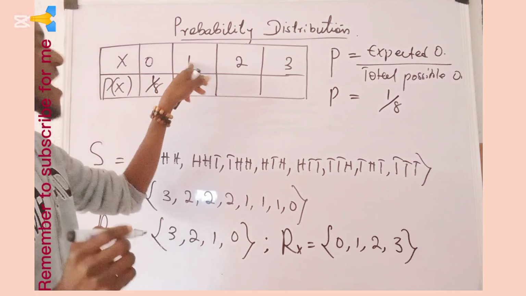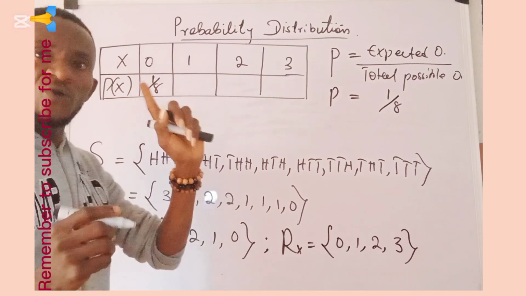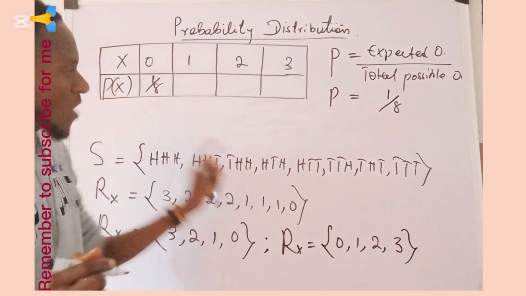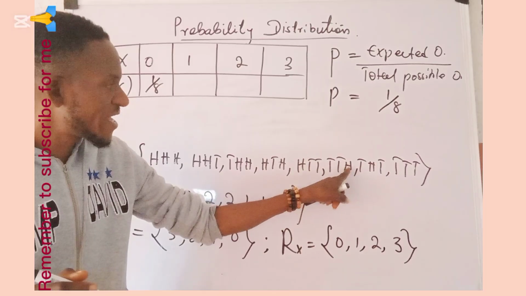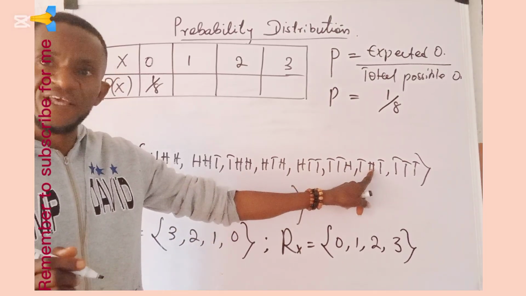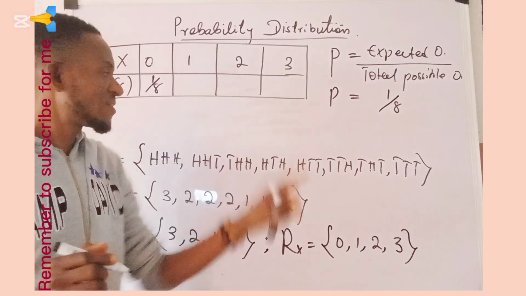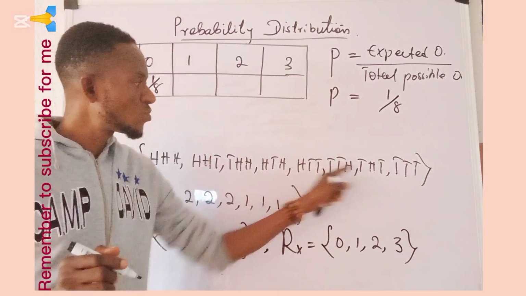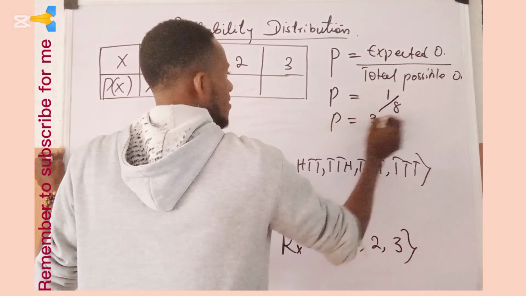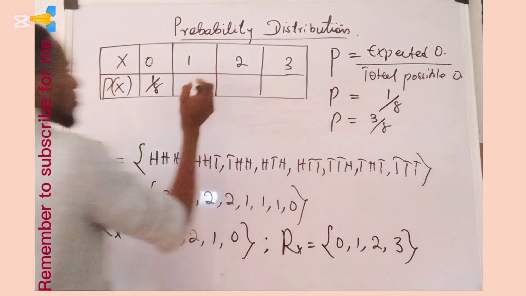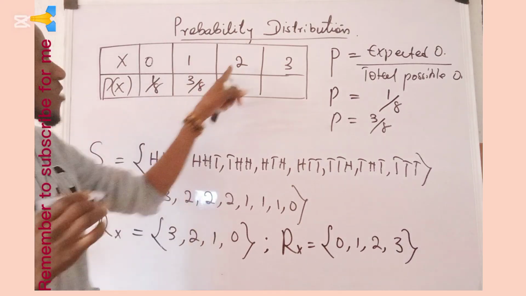Then we come over here. Our interest is getting the probability where we are only going to have 1 head. If you come here, we have 1 head here. If you come here, we have 1 head here. If you come here, we have 1 head here. So we are going to count the outcomes where we have only one head. Here is 1, 2, 3. So my probability here, P, is going to be 3 all over 8. So I will come here and write 3 all over 8.